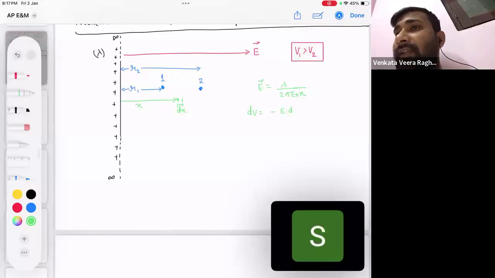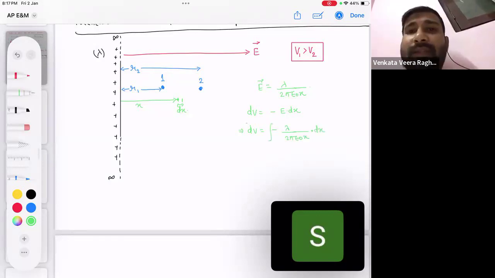And here the field varies with x. So I can write E dot dx. So dV will be minus the electric field, lambda by 2 pi epsilon naught x, and then we have dx.